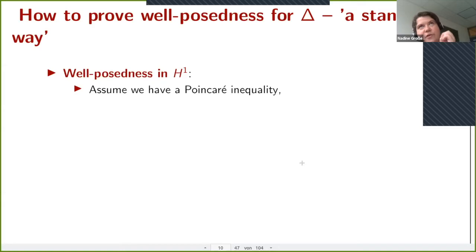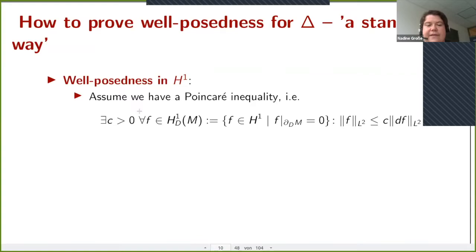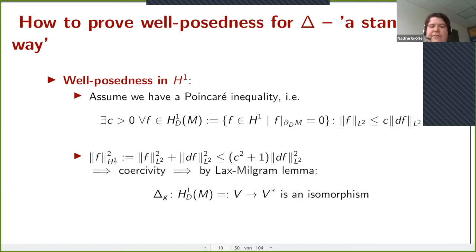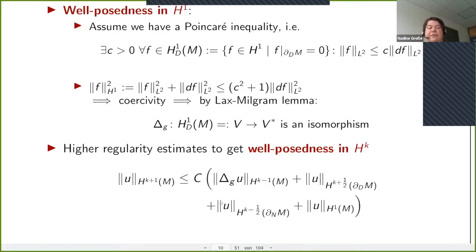In order to see what the right choice of manifold is, maybe let me shortly recall one of the standard ways to prove well-posedness for the Laplacian. First you normally start with well-posedness in H1, and for that you get a Poincaré inequality, which just means that there's a constant such that all H1 functions with Dirichlet boundary condition zero fulfill that the L2 norm of the function is less or equal to the constant times the L2 norm of the derivative. If you have this, then you get for free that the derivative gives you an equivalent norm to the H1 norm, which tells you that the operator is coercive, and by the Lax-Milgram lemma you get well-posedness on this Dirichlet H1 space. And higher regularity estimates give you then well-posedness in Hk. So that's normally how it goes.